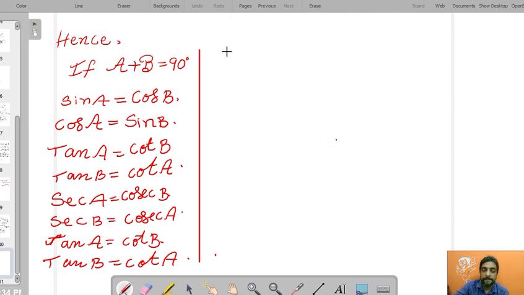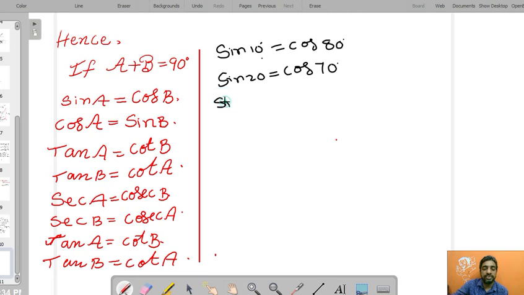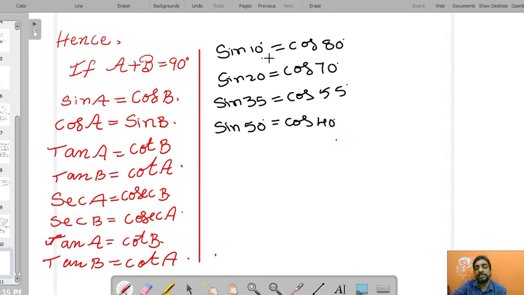Like this we can write. Let us see, sine 10 degrees is equal to how much? Cos of 90 minus 10, 80. Very simple. In the same way, sine 20 is equal to cos of 90 minus 20, 70. Sine 35 is cos of 90 minus 35, 55. Very good. Next up, sine 50 degrees is equal to cos of 90 minus 50, which is 40. So like this, we can write anything.